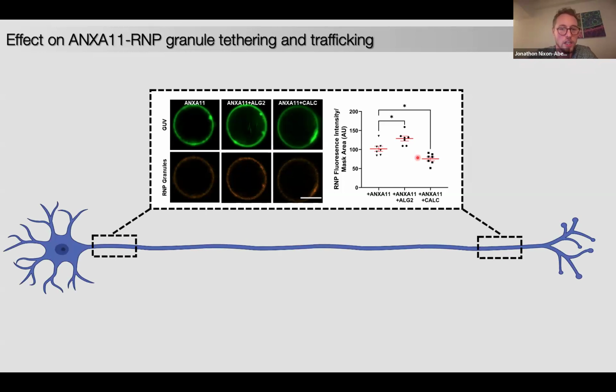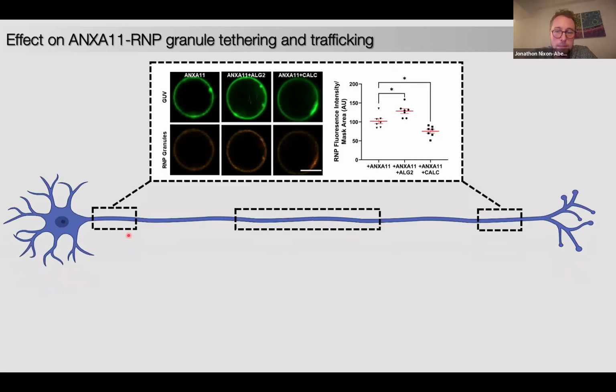And as I mentioned at the start of the talk, having RNP granules picked up and dropped off at the right places is super important in ensuring the delivery of mRNA payloads to the right locations to enable local protein synthesis and ultimately ensure neuronal function and viability.